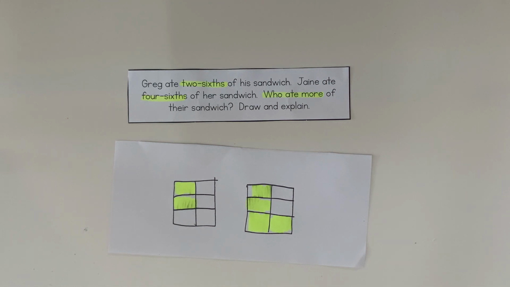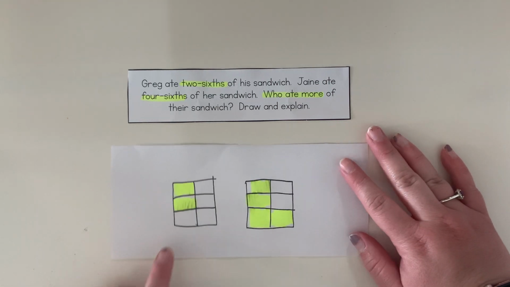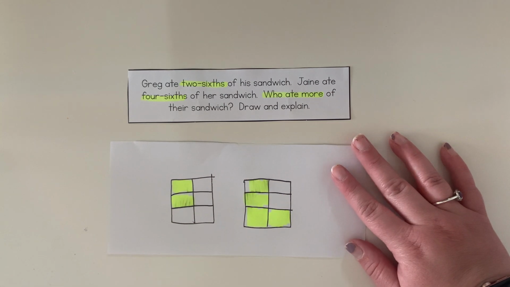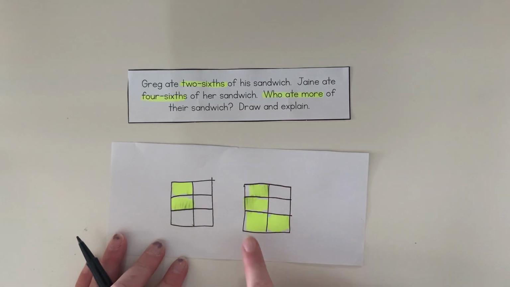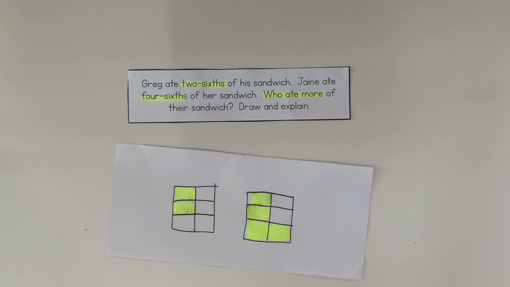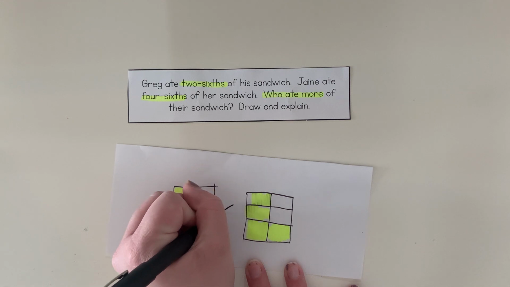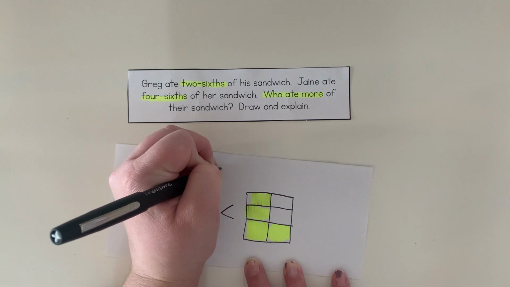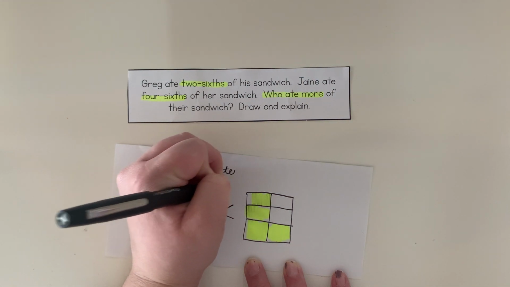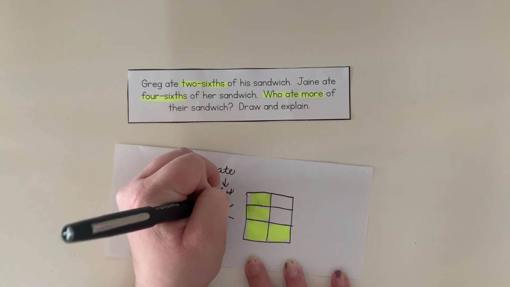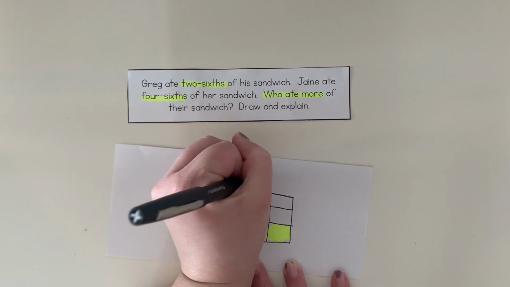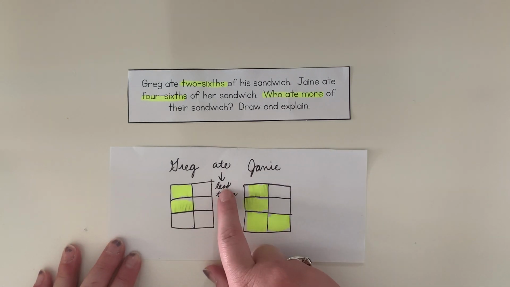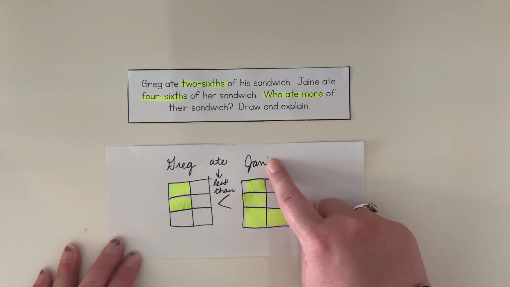Who ate more of their sandwich? So if I look at both of the sandwiches, this is how much Greg has left, and this is how much Janie had left. So Janie ate more pieces than Greg. So Greg ate less than Janie. Put their names. 2/6, and then this sign means less than, right? So Greg ate less than Janie.